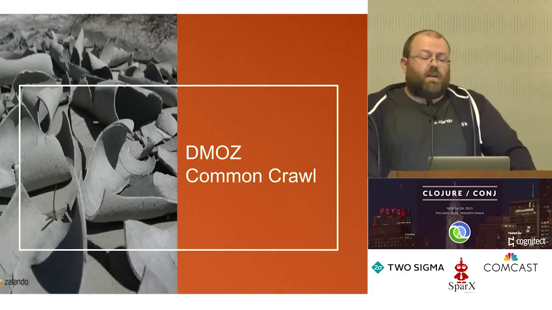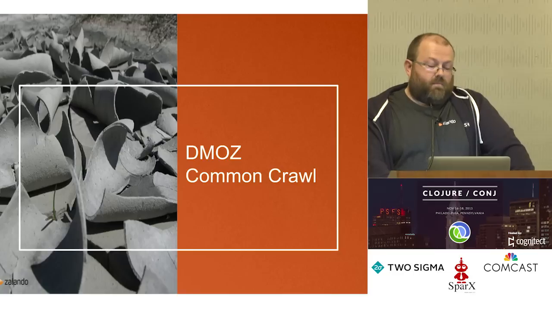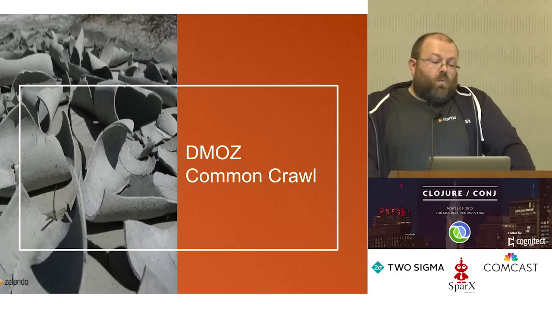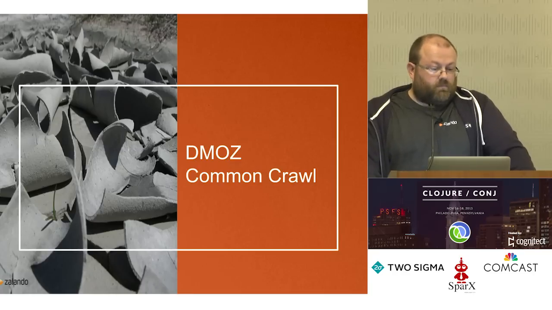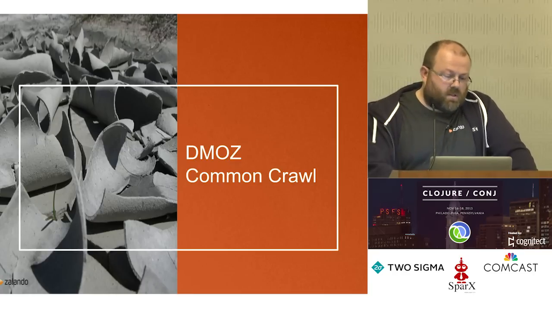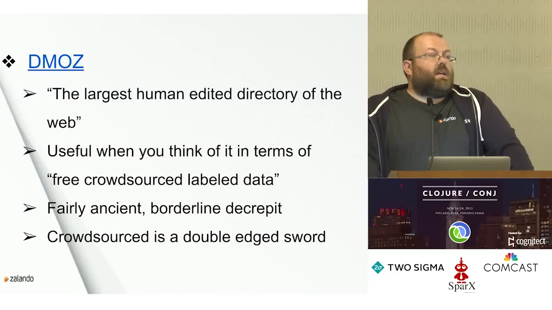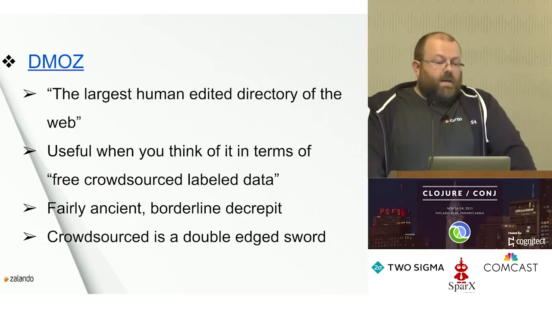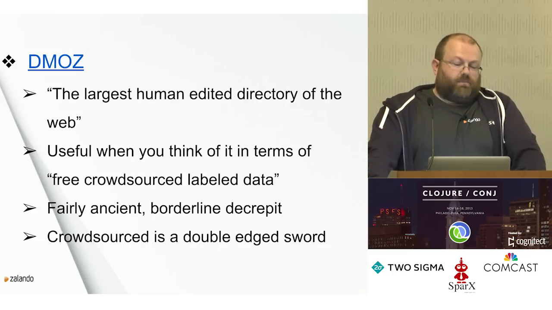So first off, getting data. How do we get data? Where does it come from? We use DMOZ, which is the Mozilla's directory. It came out of the Open Directory project. It claims to be the largest human-edited directory of the web.